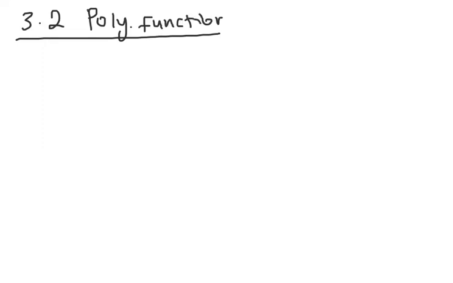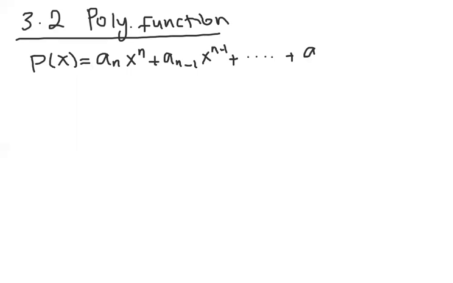is a function that looks like this: p of x equals a_n x to the n plus a_(n minus 1) x to the n minus 1 plus ... plus a_1 x plus a_0. And I gave the definition for the constant a_0.